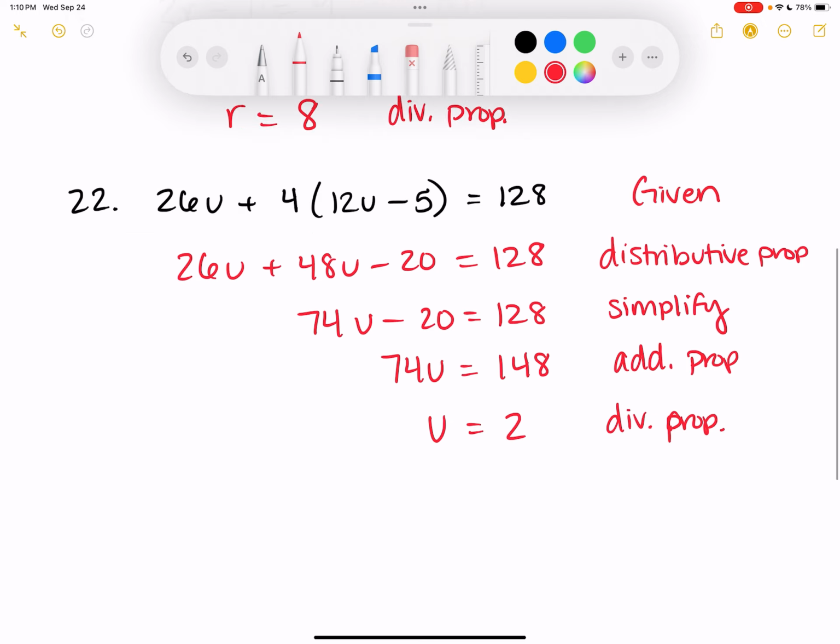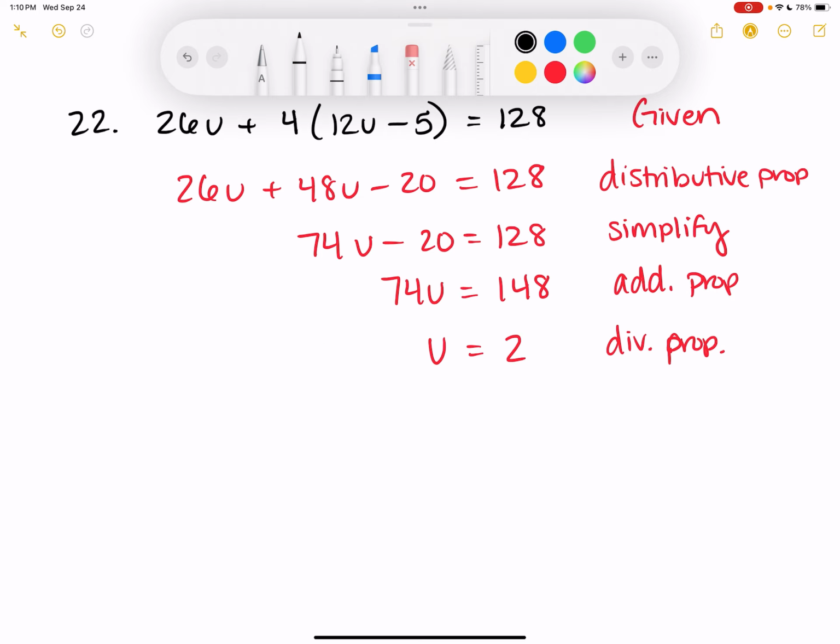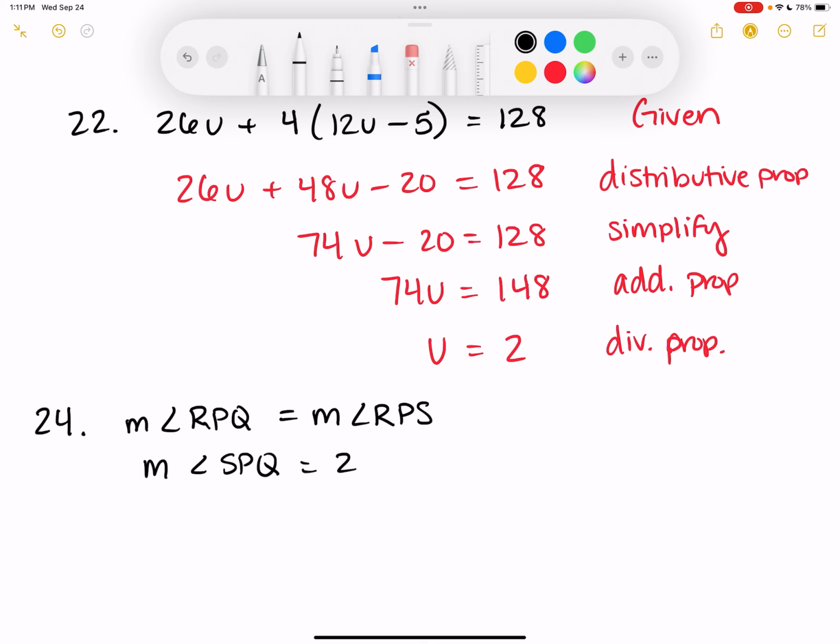All right, 24. So this one, they've already done all the steps for you. We're just going to be saying why we can do those steps here. So in number 24, they give you a diagram, which I'll draw over to the side in a second. But they tell us that the measure of angle RPQ is equal to the measure of angle RPS. Verify each step in the argument that shows that the measure of angle SPQ is equal to 2 times the measure of angle RPQ.